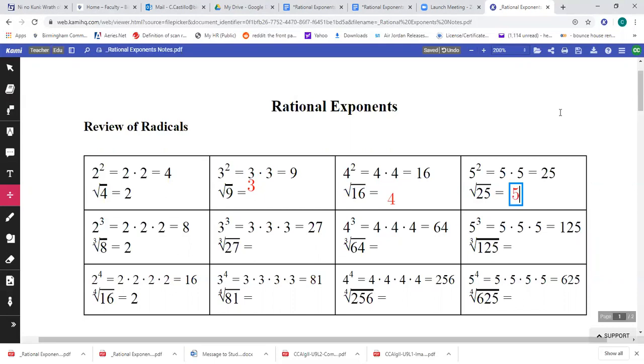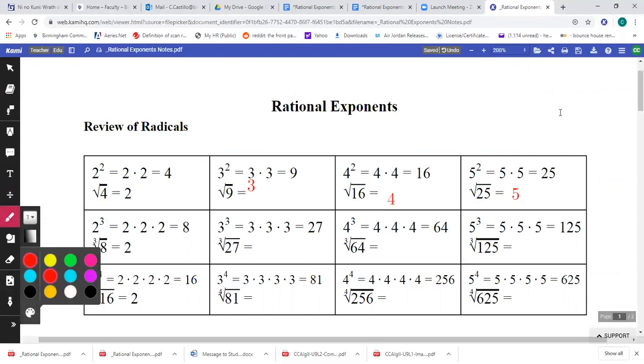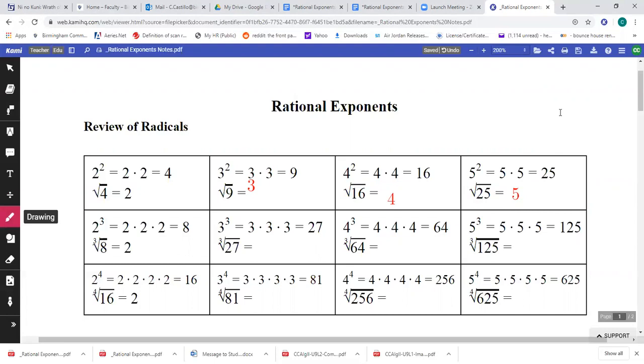Now, if you look at the next row, we are now taking the power of 3. Now, 2 to the third is 2 times 2 times 2, and that's 8. Now, I'm not sure how many of you are familiar with this. Maybe a lot of you are, maybe some of you are not. But this here is called the cube root. And when you see the cube root, just think about what the square root means first.